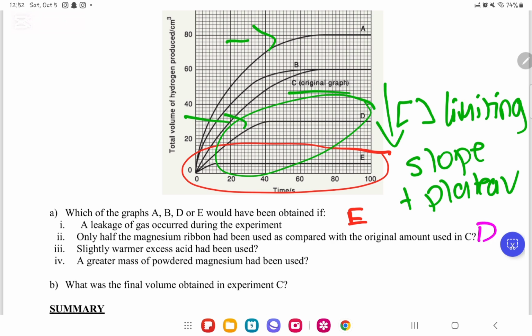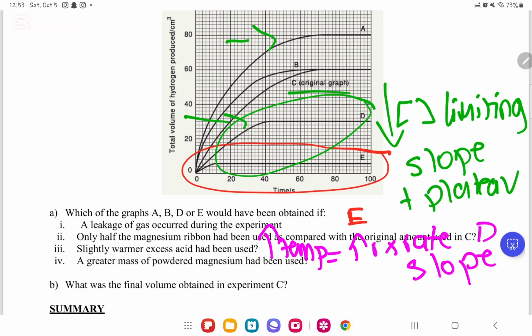Now for part III, slightly warmer excess acid has been used. So the hydrochloric acid, I think, or let's just say the excess acid, they increase the temperature. So an increase in temperature will increase the reaction rate. But we know that the temperature only affects the slope. So which graph the slope is only affected? It is B. So definitely our answer for III is B.